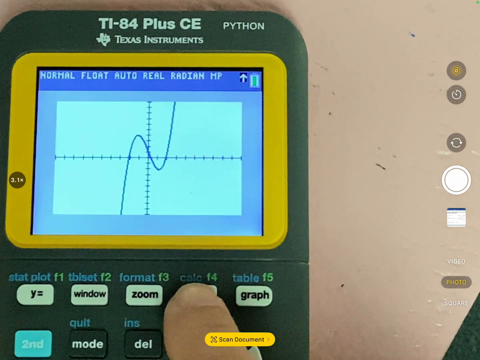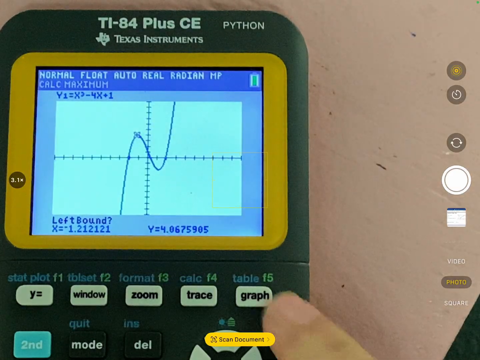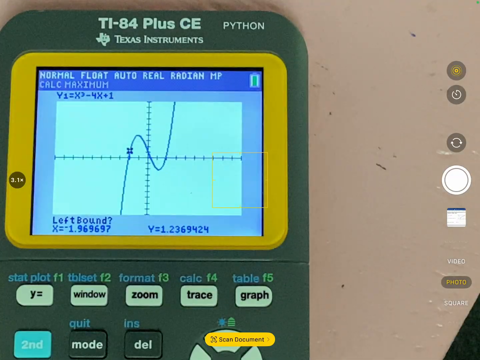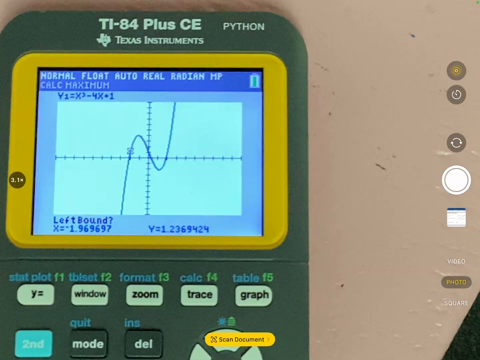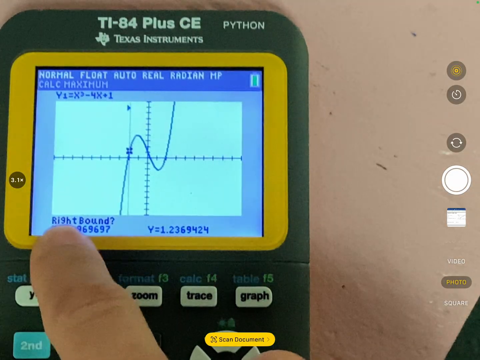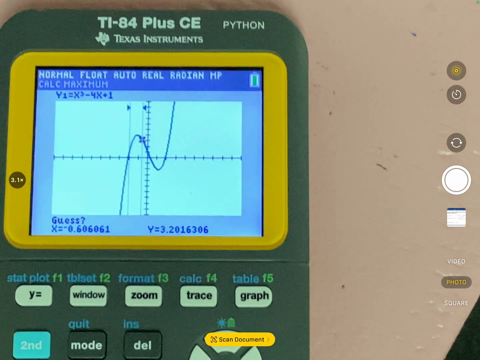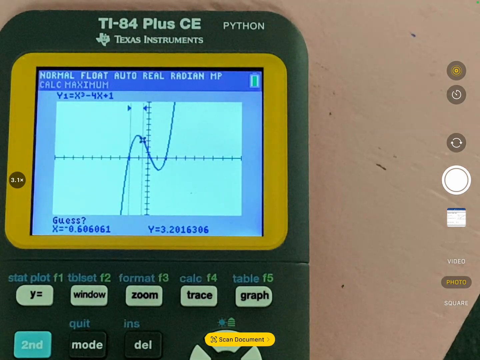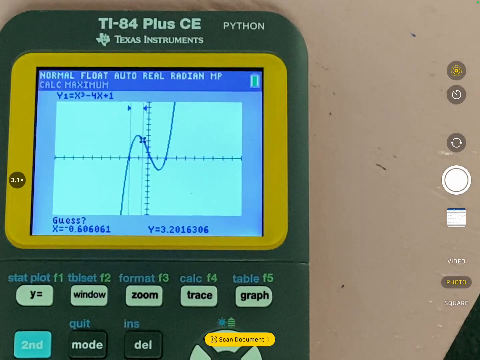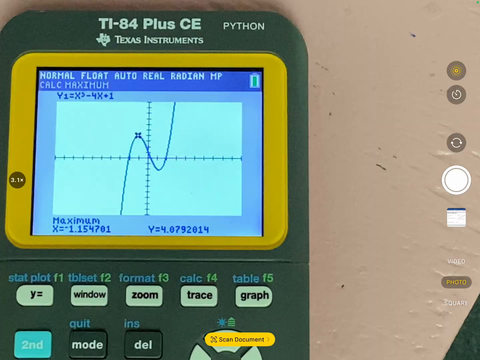So we're going to go second, trace, maximum. Move your little guy on the left side because it says left bound. So your calculator will tell you what to do. And then you hit enter and it's going to say right bound. So move it somewhere on the right side. Hit enter. Just anywhere on the left and anywhere on the right. You don't want to go too far, but just on either side of your hump. And then enter for the guess, and it will pop up at the maximum point. So you should have these decimals on your calculator if you did it with me.